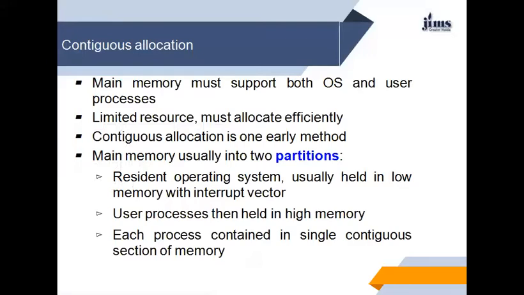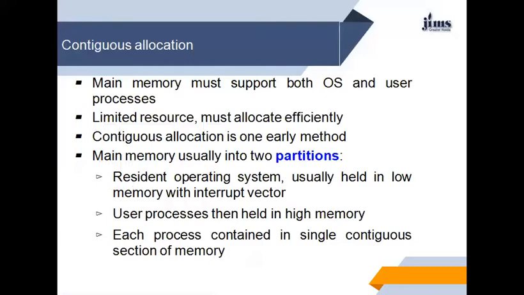Main memory must support both the OS and user processes. Limited resources must be allocated efficiently. It is the duty of the OS that, although we have limited resources, it must allocate them efficiently. Contiguous allocation is one early method. What happens in that? Main memory is usually divided into two partitions.